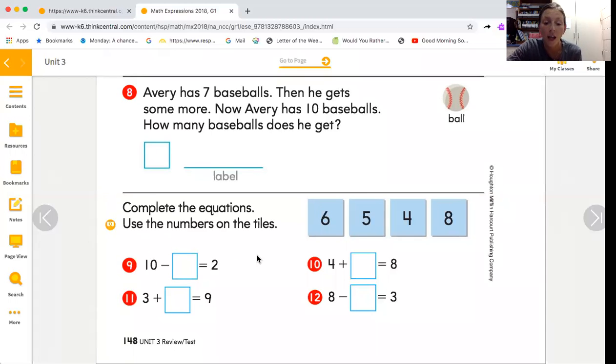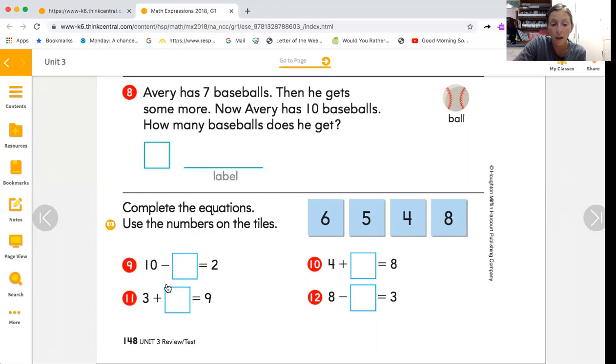All right, on 9, 10, 11, and 12, on these problems, you are going to put one of these numbers in each of the missing or the unknown numbers. So 10 minus which one of these numbers equals 2? Write the number that fits there. 4 plus which one of these numbers equals 8? Write the missing number right there.